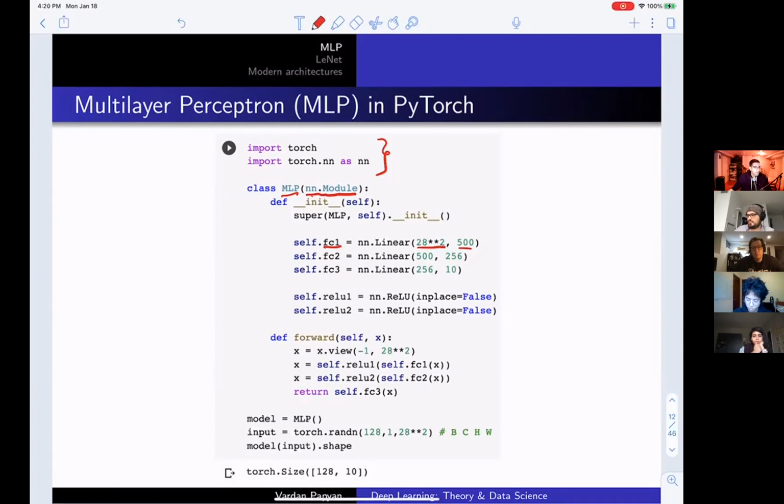Does anyone know why we have 28 squared here? Why would you expect to have 28 squared? 28 by 28, the size of the image or something? Yeah, exactly. Thank you. It's 28 by 28. And because we vectorize the image, it becomes a vector of size 28 squared, right? And then the output number of features is 500. This is an arbitrary number that you could choose to be whatever you want.